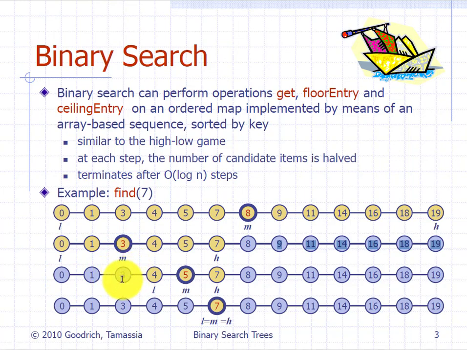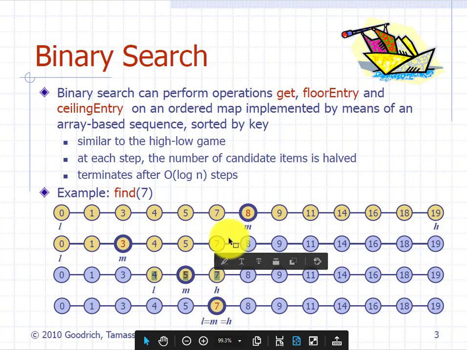3 is not equal to 7, and everything on the left-hand side is less than 7. So we can take them out. And we continue in this way. So now we've got a smaller list to search. So we halved this problem twice.